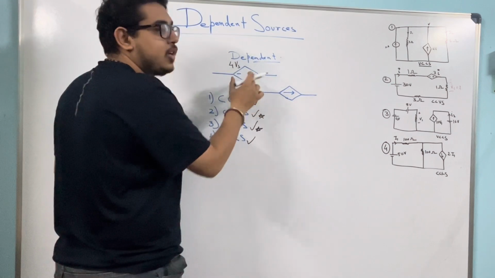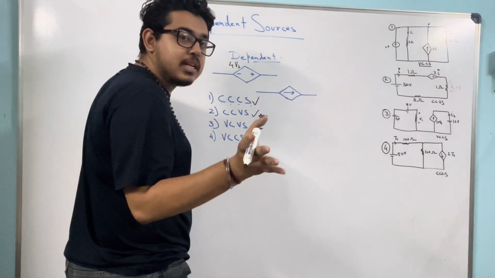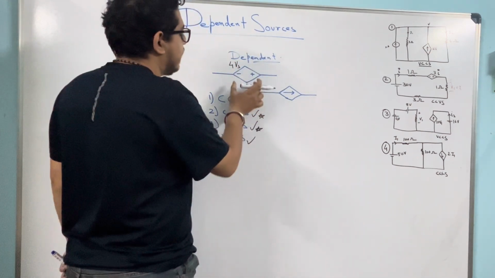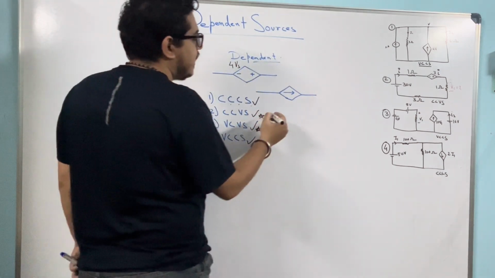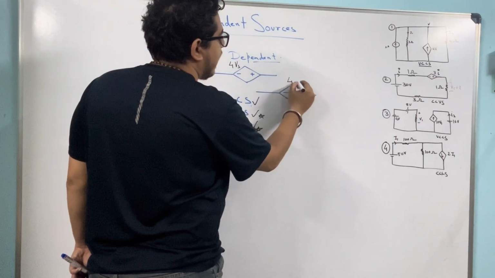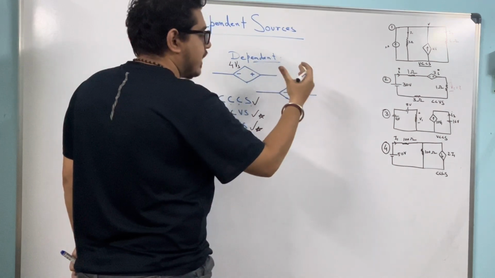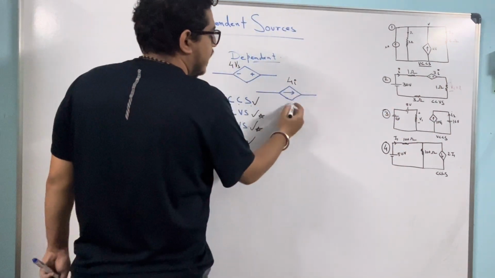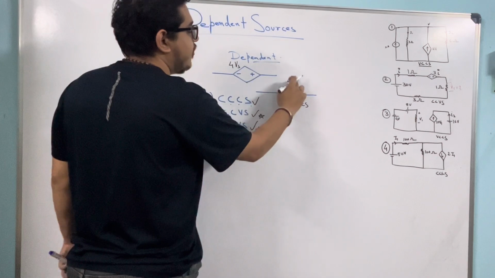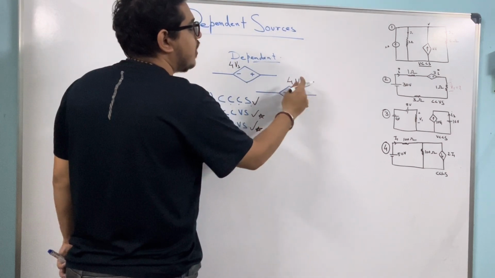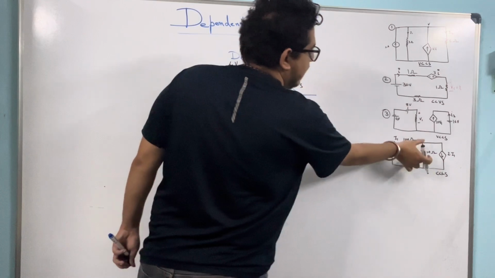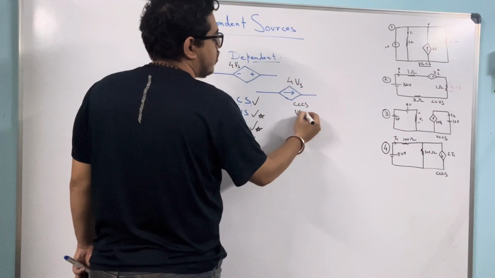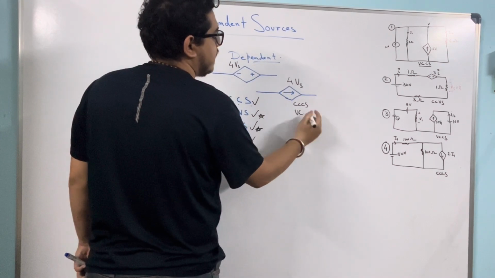If the voltage source depends on current at any part of the circuit, then it is a current controlled voltage source, and if it is dependent on voltage at any part of the circuit, then this is a voltage controlled voltage source. Similarly, if this value depends on current, this I is suppose any current at any mesh or any loop, so this is current controlled current source, and if this depends on voltage Vs at any point, suppose this is V1, any part of the circuit, then this is known as voltage controlled current source. Okay, so these are the cases.